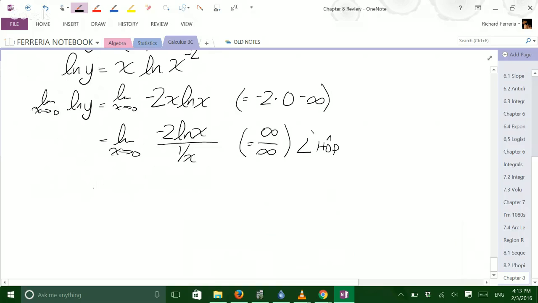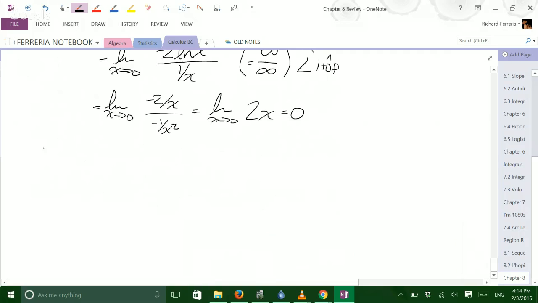Okay, so now we use L'Hopital's rule. Take the derivative of the numerator and denominator separately. The derivative of the numerator is negative 2 over x. The derivative of the denominator is negative 1 over x squared. Oh, I remember messing this up in period 1. That's right. That's equal to the limit as x approaches 0 of 2x. There's no reason I can't just substitute now. That's equal to 0.